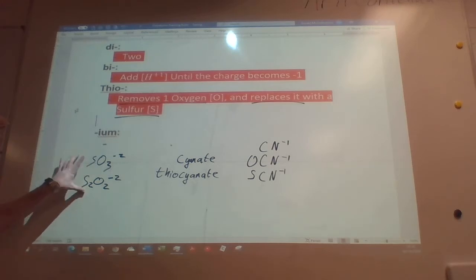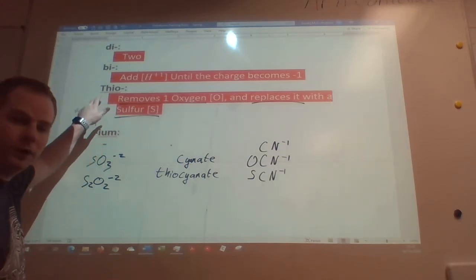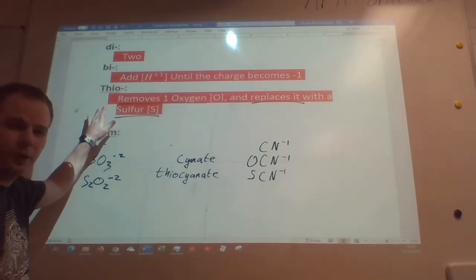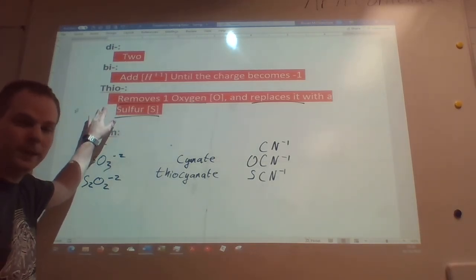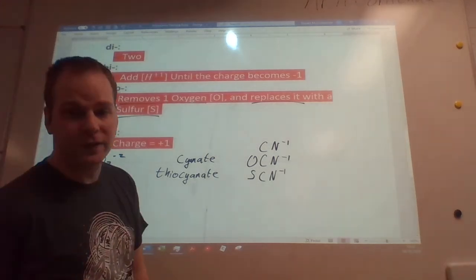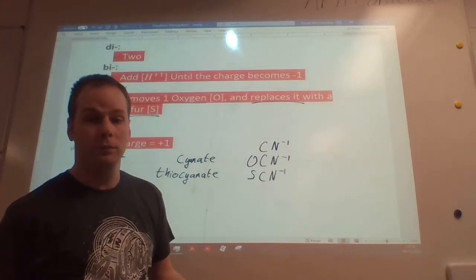Okay, this is one of the more annoying ones. This is one of the ones that can get confusing because it changes the formula more significantly than a lot of the others do. The last one is pretty straightforward. It really only affects one for you guys, and that is ium. Ammonium has a charge of +1.